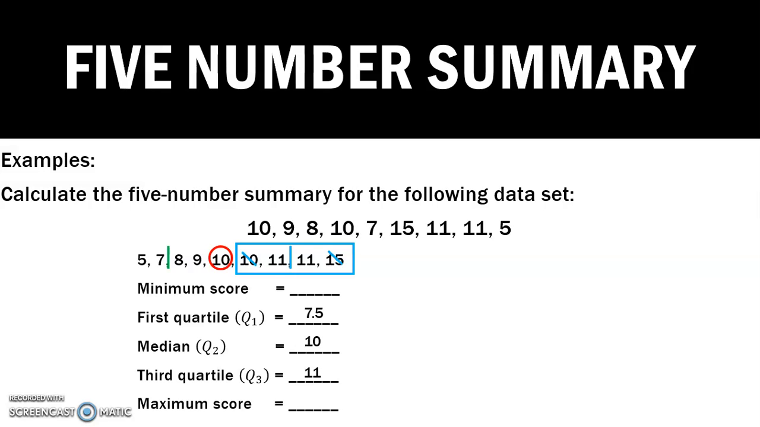If you're unsure, again, you can add the 2 together. So 11 plus 11 is 22. Divide it by 2. 22 divided by 2 is 11. So that's our third quartile. And then what we need to do is we just need to state what our minimum score is, which is 5, and our maximum score, which is 15.